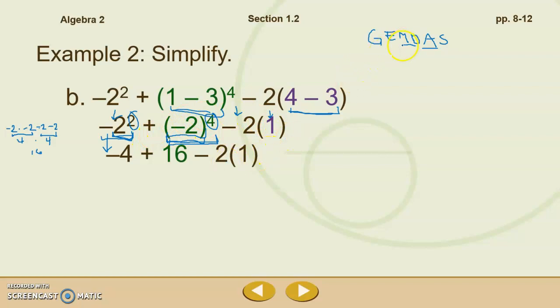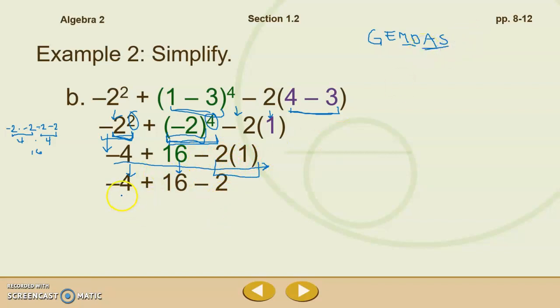All right, I have no more exponents, so now I'm going to do multiplication and division from left to right. Moving left to right, I don't see an X or a dot, but I do know that a number next to another number with parentheses in between, in algebra, the implied operation is multiplication. So I do need to multiply that. So brackets, because that's what I'm working with, and everything else comes down. Negative 4 plus 16 minus 2, because 2 times 1 is 2.